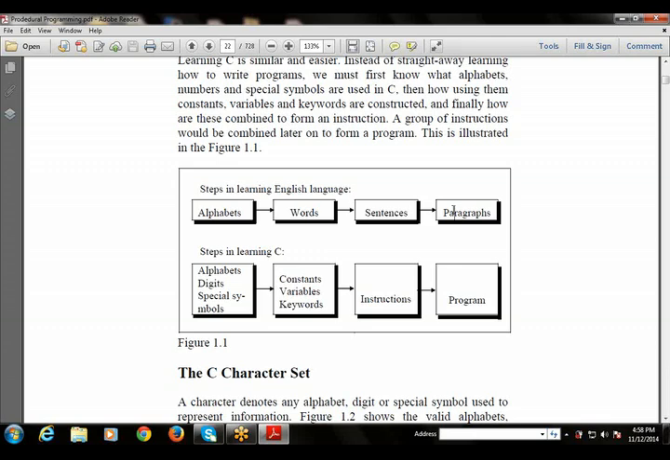It means a collection of alphabets is a word, a collection of words is known as a sentence, and a collection of sentences is known as a paragraph. In the same way, in C, first of all there are alphabets, then digits, special symbols, constants, variables, keywords. These are the basics, the steps in how C will be used. We have studied about this.